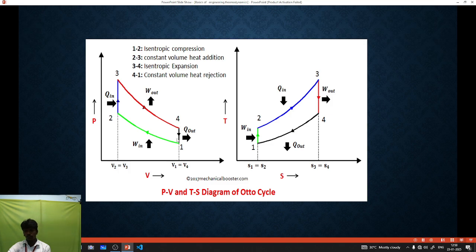And 4 to 1, the expansion valve will be opened. The exhaust gas will be released from the system. This is constant volume heat rejection, at V1 to V4.